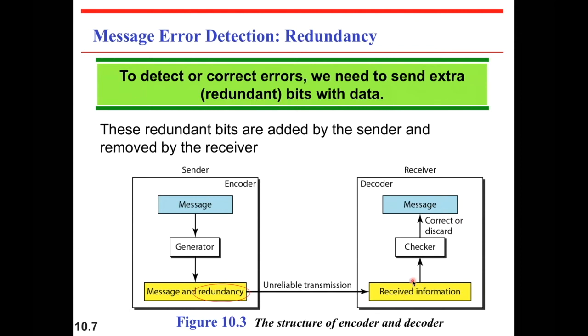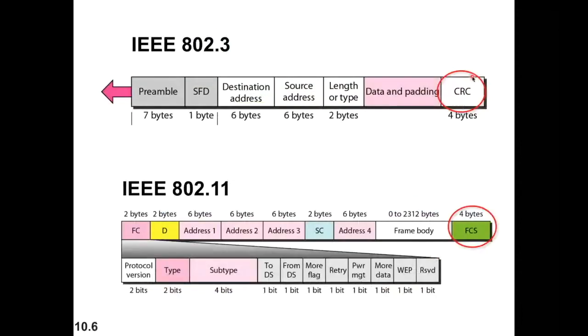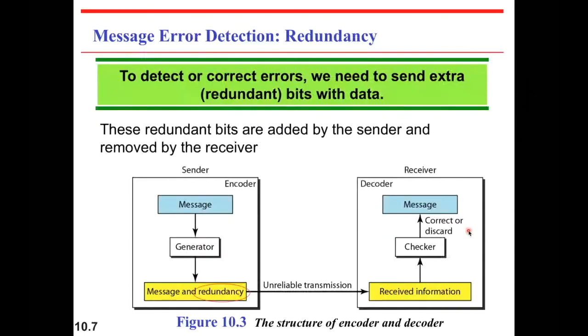Yani receiving the message, checking it, if it is correct, then accepting the final message and discarding the extra information or redundant information. Yani this CRC is for checking only. Then after we will discard it. This FCS is the same.